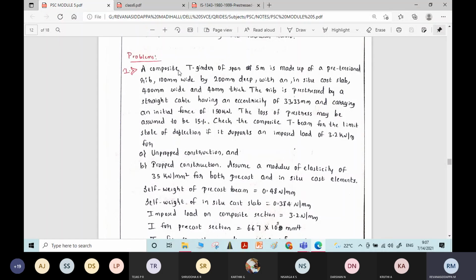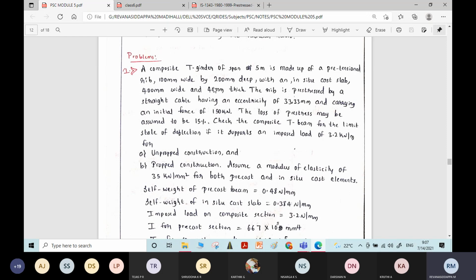A composite T girder. A T girder means it is a composite section. The slab is a cast in situ element, and the beam will be a pre-stressed concrete member. Therefore, it is a composite member. A composite T girder of span 5 meter is made up of a pre-tensioned rib 100 mm wide, 200 mm deep, with an in situ cast slab 400 mm wide, 40 mm thick.